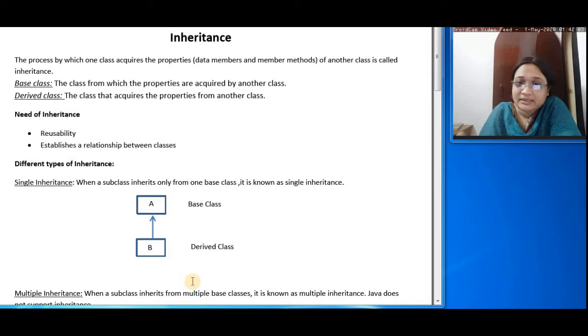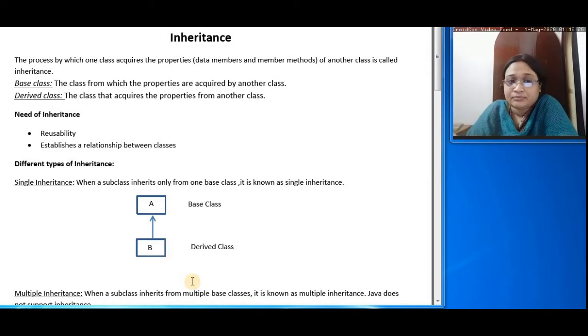Now when we study inheritance, we will learn about two more terms: base class and derived class. What is a base class? The class from which the properties are inherited is known as the base class. And the class that inherits the properties is known as the derived class.